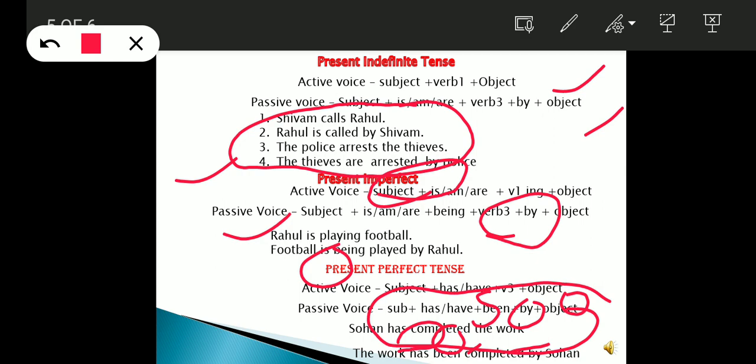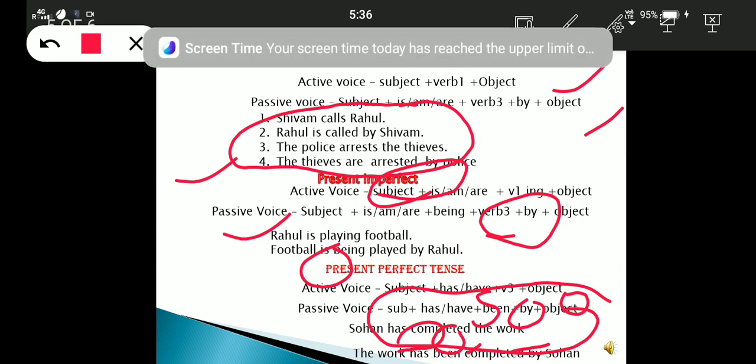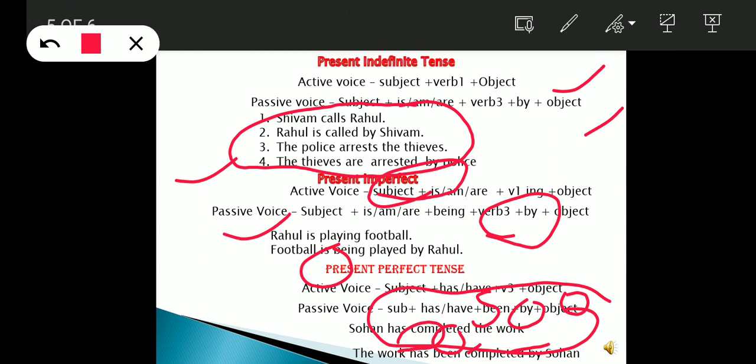Shivam is subject, Rahul is object. They will make some deal and will exchange their places. Okay, in passive voice, they will exchange their places. Now you can see in the second sentence, Rahul is called by Shivam. So here Rahul पहले आ गए, Shivam बाद में आ गए.